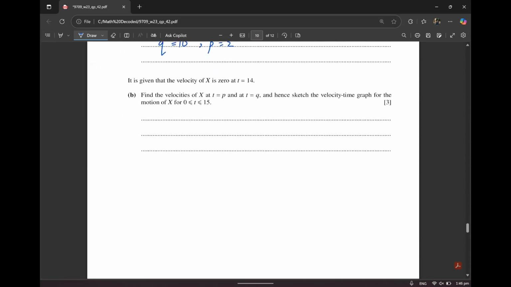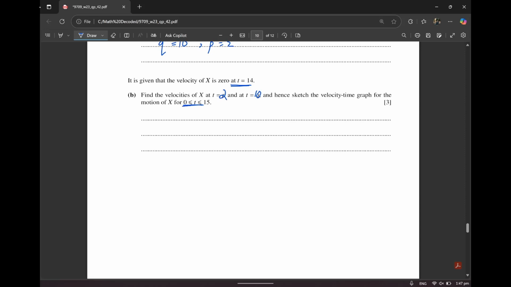Alright, moving on to part B. It is given that the velocity of x is 0 at t is equal to 14. Find the velocities of x at t is equal to 2 and t is equal to 10, and hence sketch the velocity time graph for this motion.